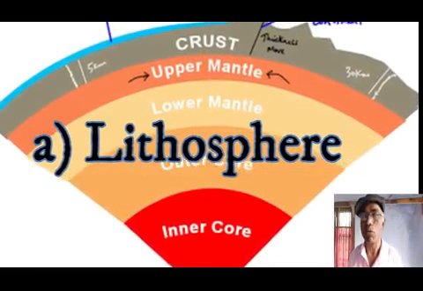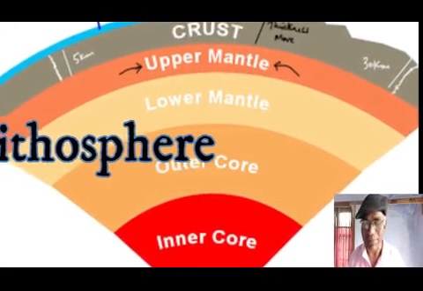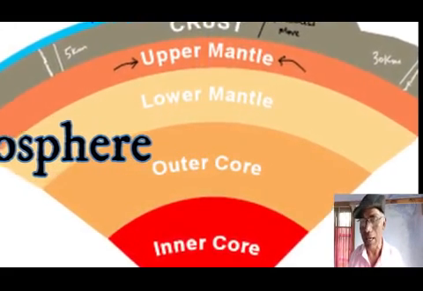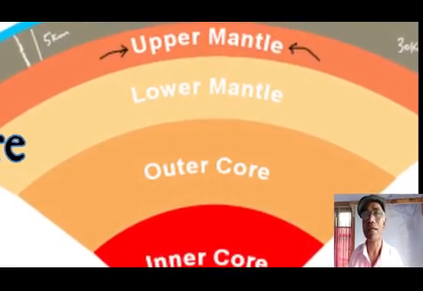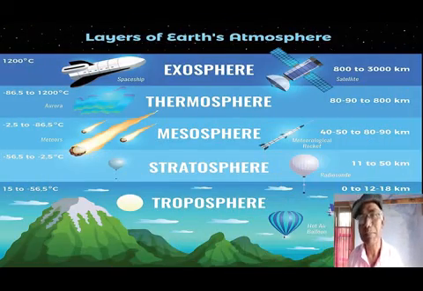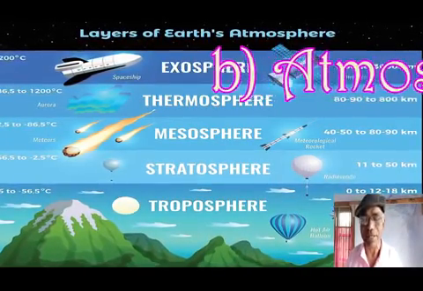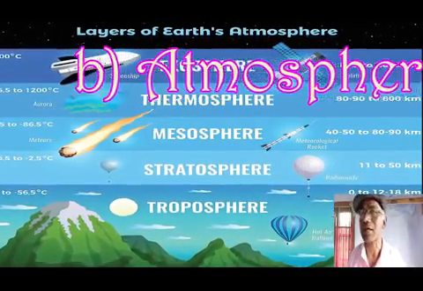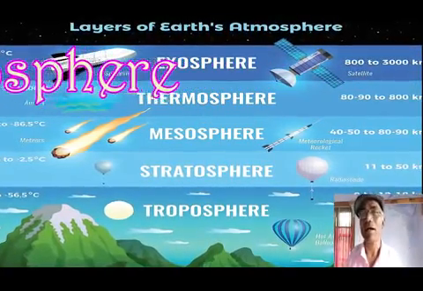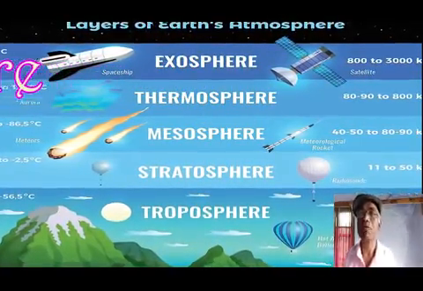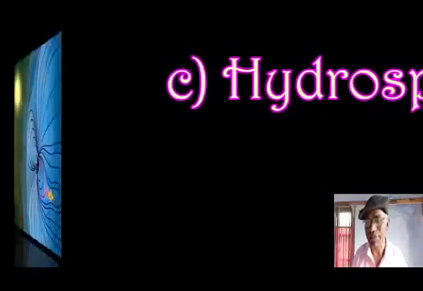Namely, 1. The lithosphere, which primarily deals with the land above and below the earth. Number 2. Atmosphere, which deals with the surface and above the surface of the earth. Number 3. Hydrosphere, which deals with the sea and water of the earth.